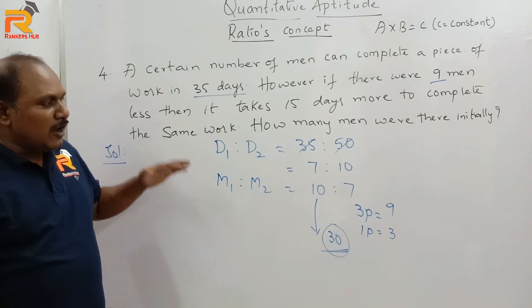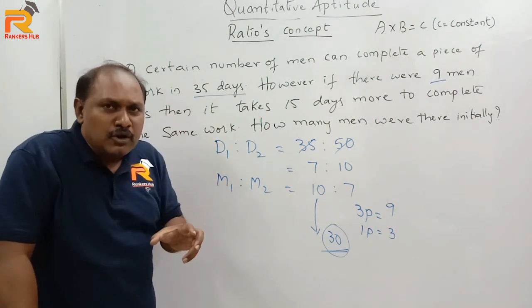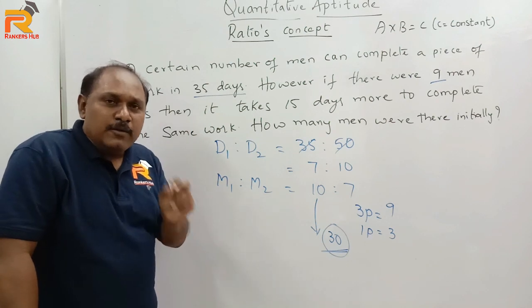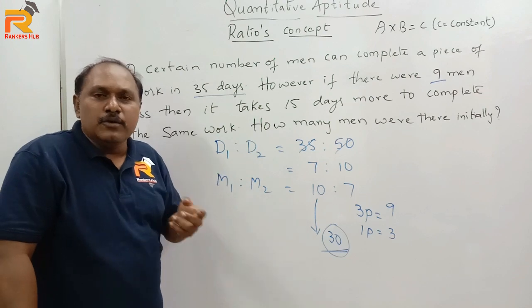So you can clearly see how easy it is to answer using ratios. So you are learning only ratio to answer different questions from different chapters which are in the form of A into B equal to C.